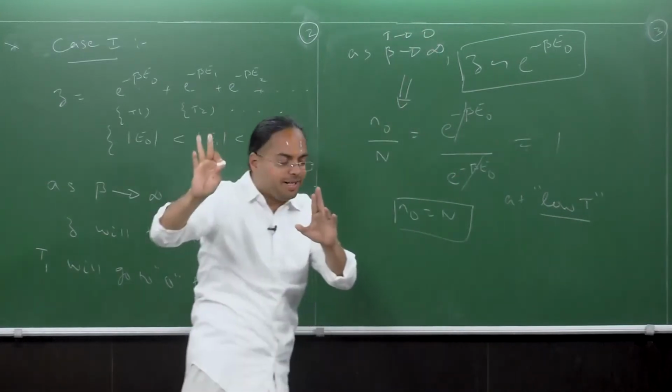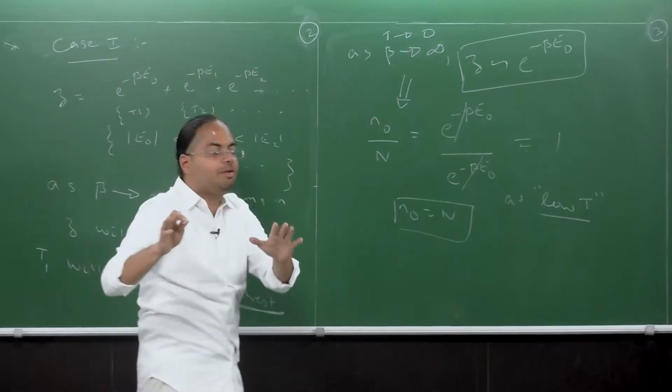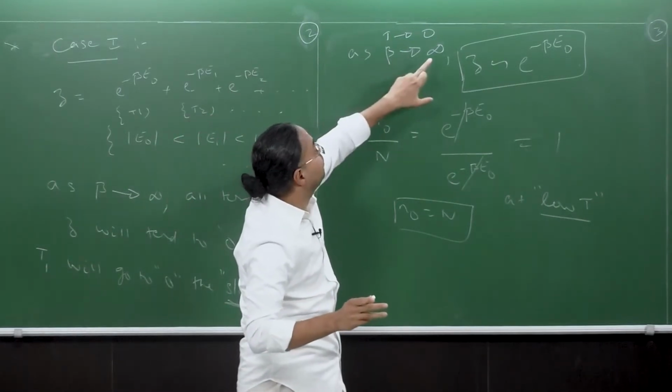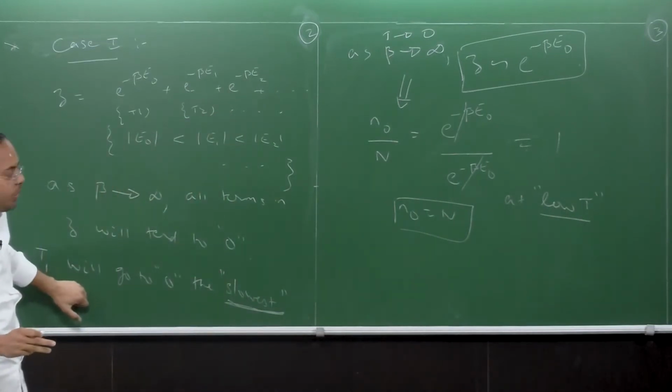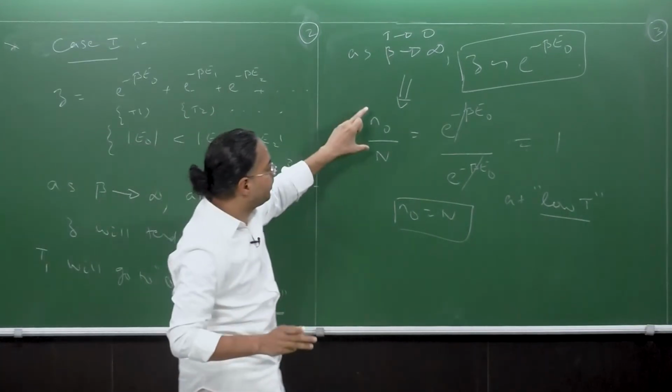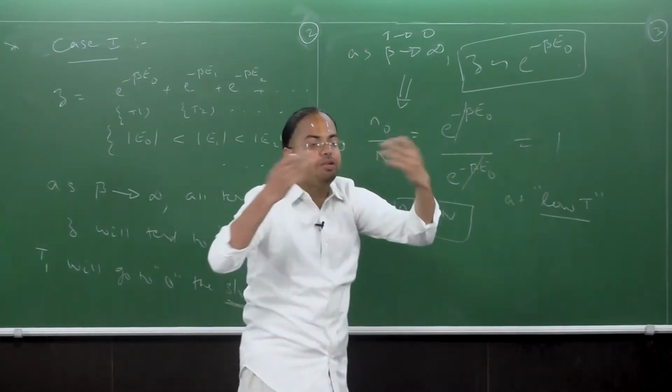So we are discussing the case beta tends to infinity. I momentarily made a small mistake. So as beta tends to infinity, as my T tends to 0, this case will be holding good. Now as this case is going to be holding good, my N naught by capital N will be 1. What is the physical implication?